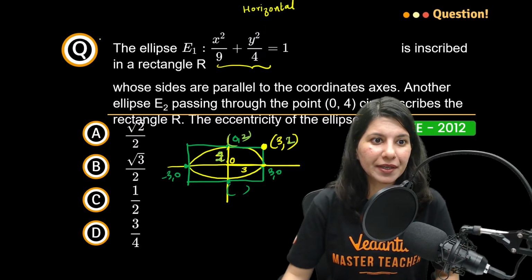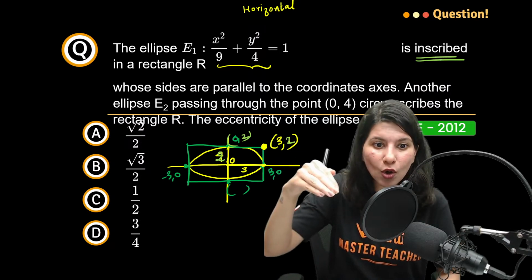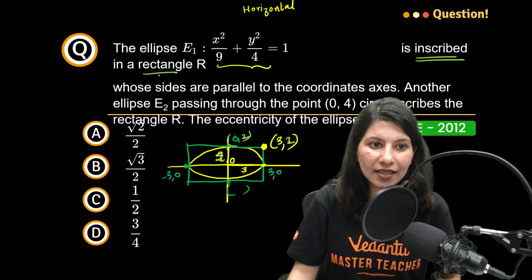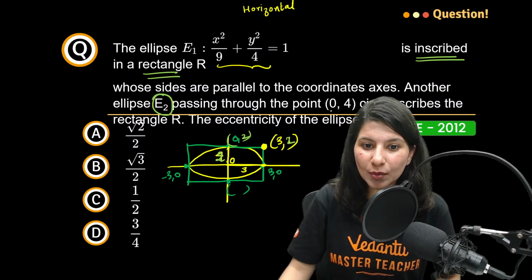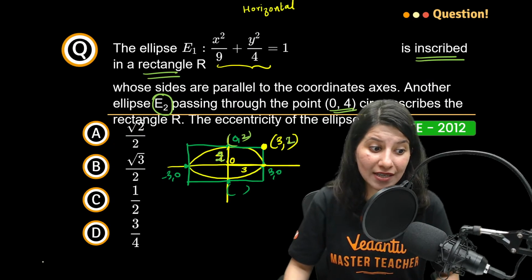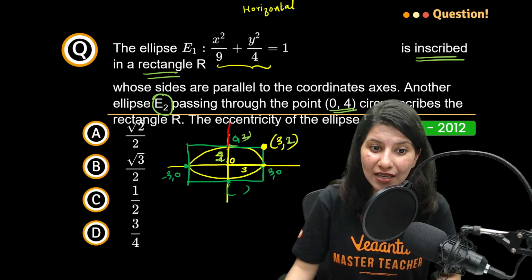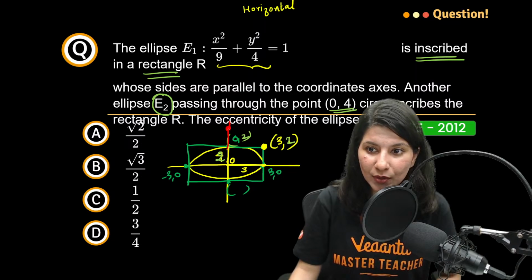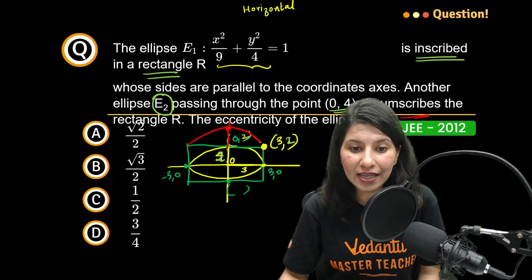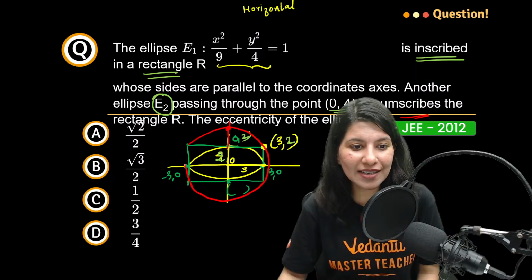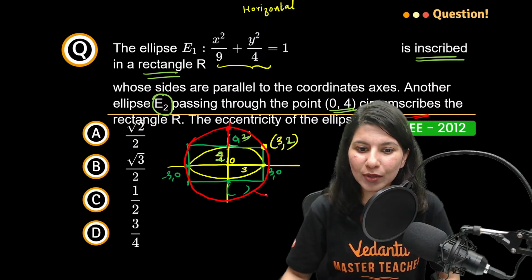Okay. Now, ellipse E1 is inscribed. That means it is internally drawn inside the rectangle R, whose sides are parallel to the coordinate axis. Another ellipse E2 passes through the point 0, 4. So the other ellipse will look like this. It will pass through here and circumscribes the rectangle R. Although it looks like a circle, it is an ellipse. This red color is the E2 ellipse.